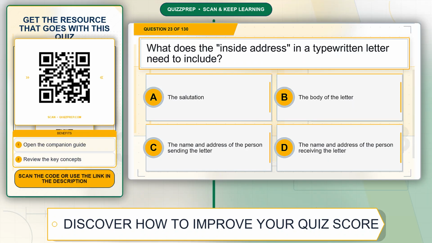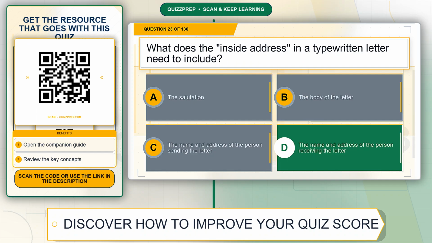Question 23. What does the inside address in a typewritten letter need to include? Option A, the salutation. Option B, the body of the letter. Option C, the name and address of the person sending the letter. Option D, the name and address of the person receiving the letter. The correct answer is option D, the name and address of the person receiving the letter.